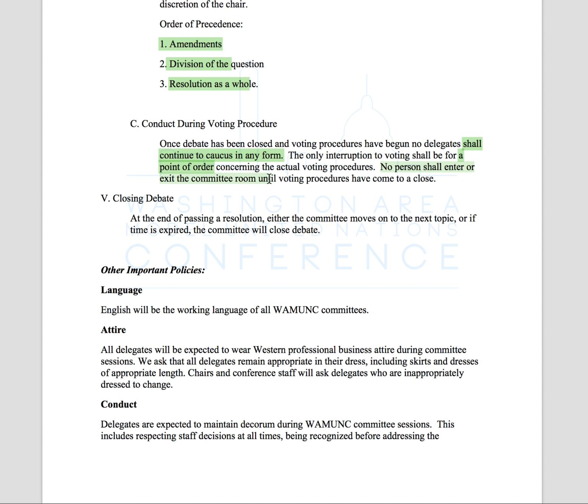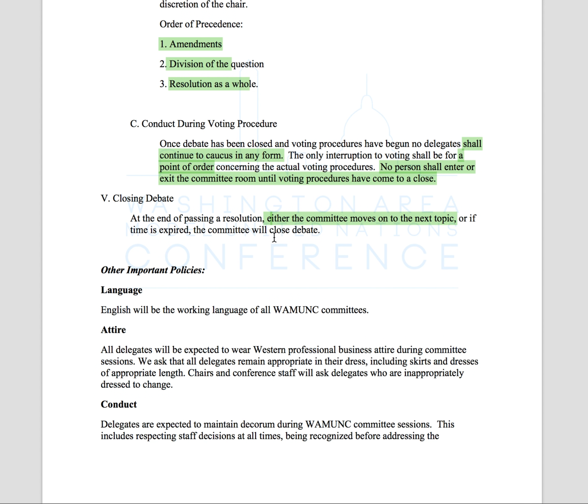Nobody will enter or exit the committee room until voting procedures have come to a close, and then you can close debate. So either the committee can move on to the next topic, which is honestly, from my experience, rarely the case. This is why it's so important to try to advocate for a topic where you'll have stuff to say. Please don't make the mistake of thinking that both topics will be debated because both were listed and you had to write papers on both. That is absolutely not the case.